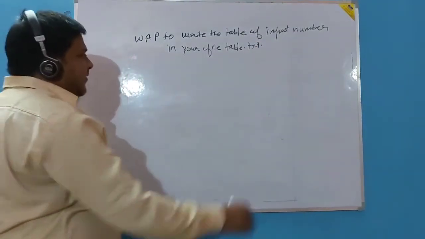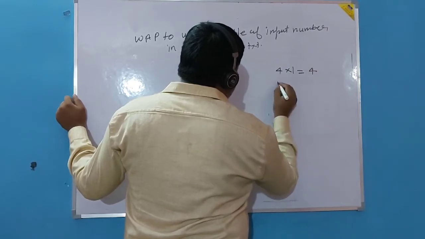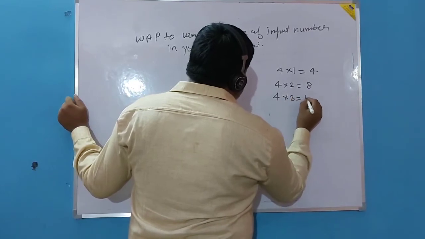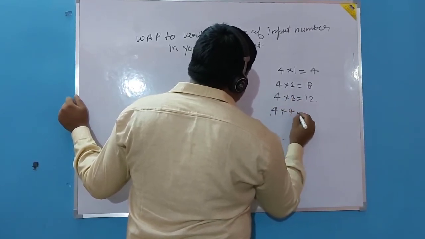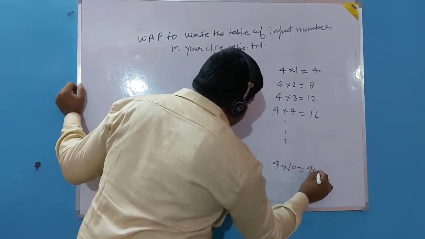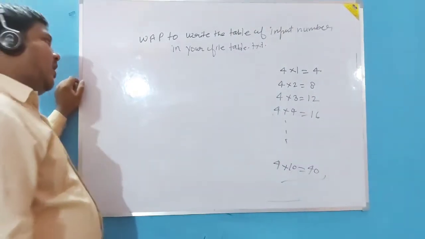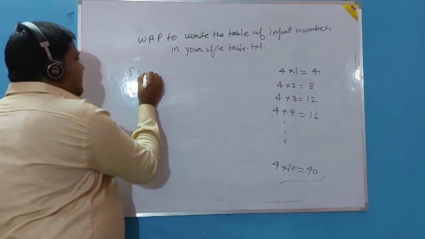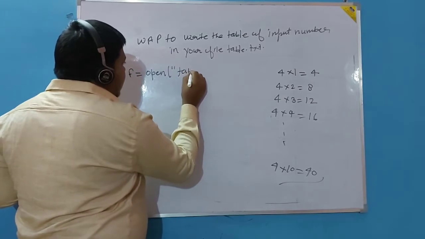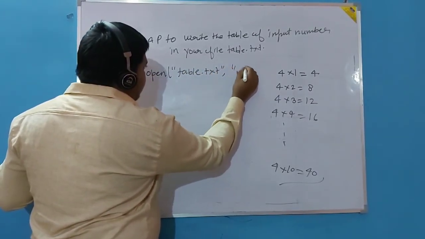That means if we are entering here 4, the computer will write like that: 4 into 1 is equal to 4, 4 into 2 is equal to 8, 4 into 3 is equal to 12, 4 into 4 is equal to 16, and so on up to 4 into 10 is equal to 40. So if you want to display the table inside your file, how will you do? Look here, I will write f is equal to open, and then here table.txt comma in write mode.